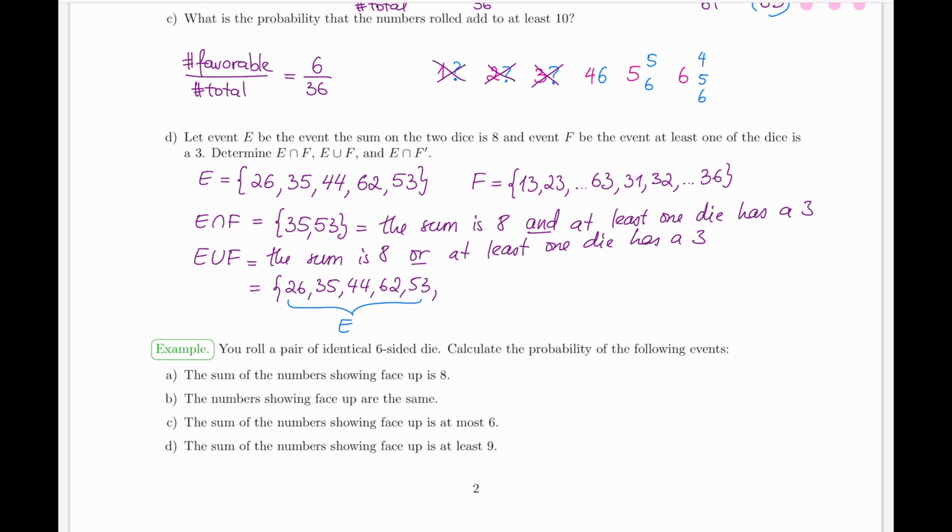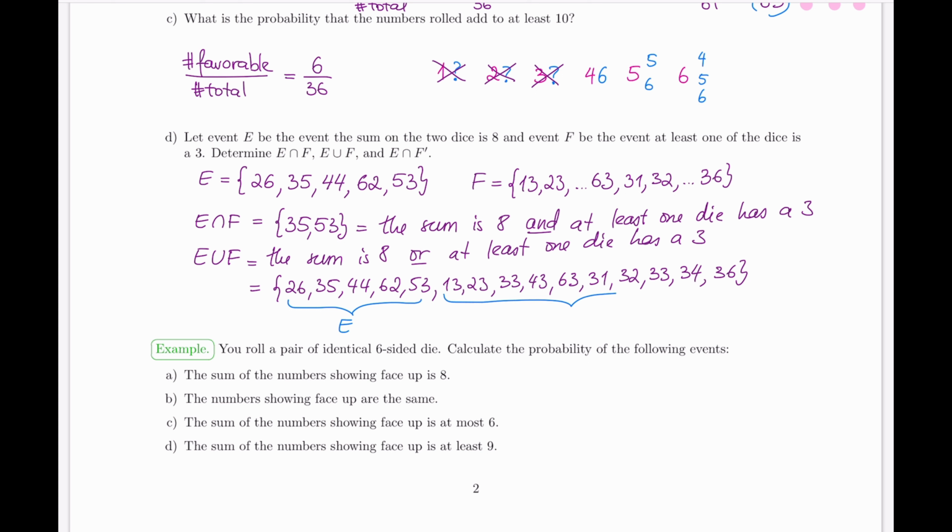Now remember, repeats in sets are not allowed, so I'm going to have to be careful about eliminating those. So what do I have left in F? I have 1, 3, 2, 3, and so on all the way. Actually, I'm going to list them all. So 1, 3, 2, 3, 3, 3, 4, 3. Now 5, 3 is already included here, so I don't need to list it again. And then I'm going to have 6, 3, 3, 1, 3, 2, 3, 3, 3, 4. 3, 5 is already listed, so I'm going to omit it, and 3, 6.